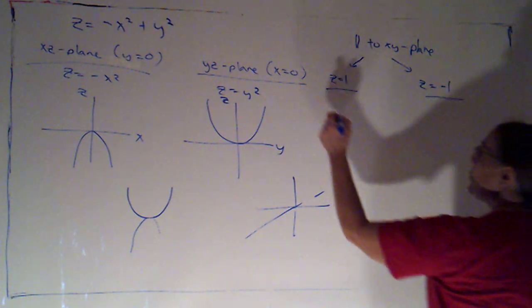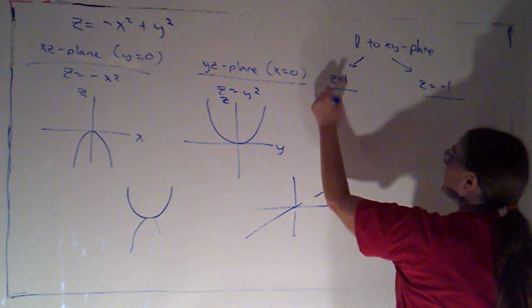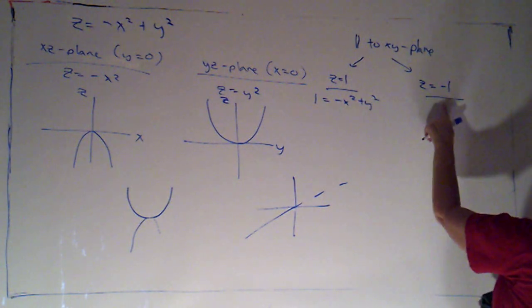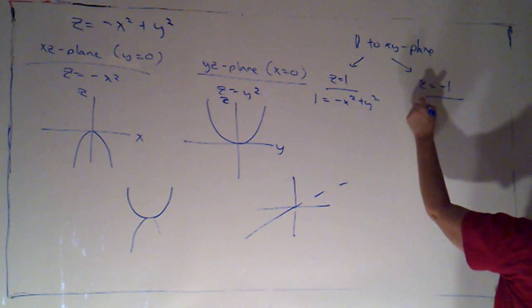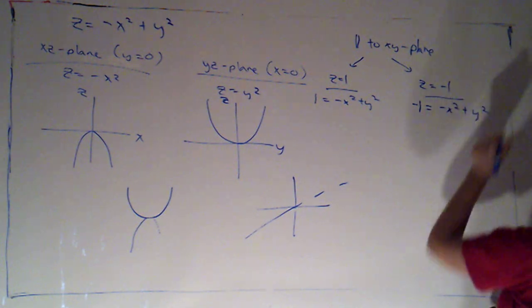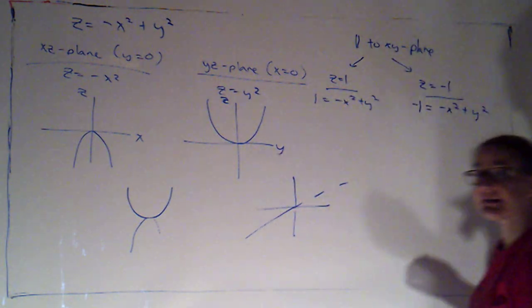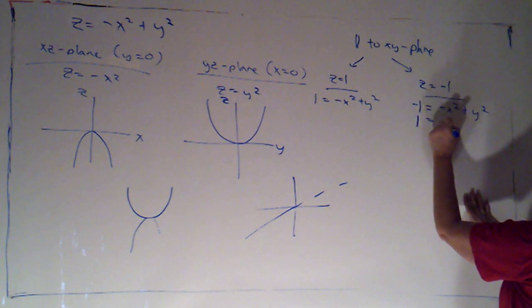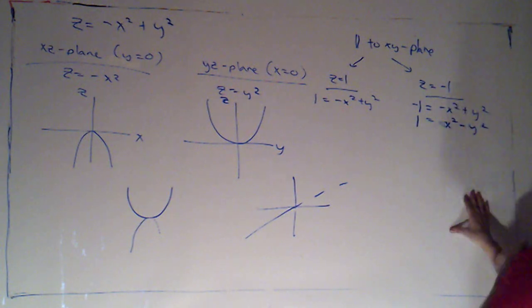Now if z is equal to 1, I'm going to get 1 equals negative x squared plus y squared. And if z is equal to negative 1, I'm going to get negative 1 equals negative x squared plus y squared. To get that into a standard form, I would multiply through by negative 1, and that makes it x squared minus y squared.